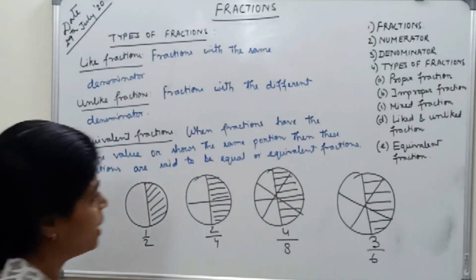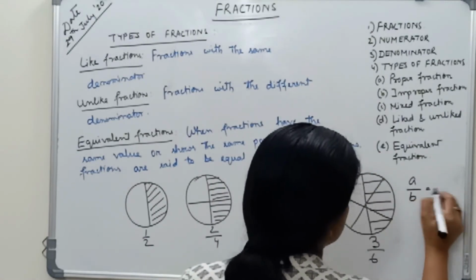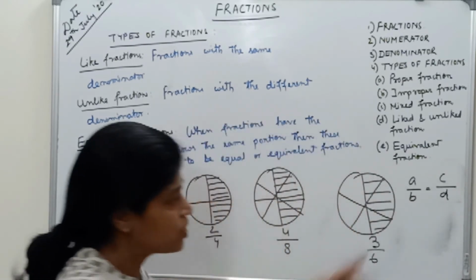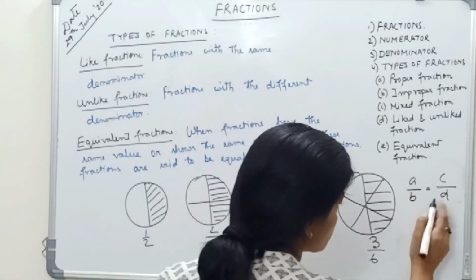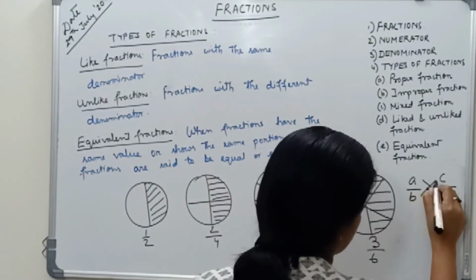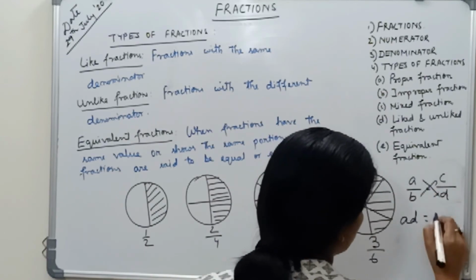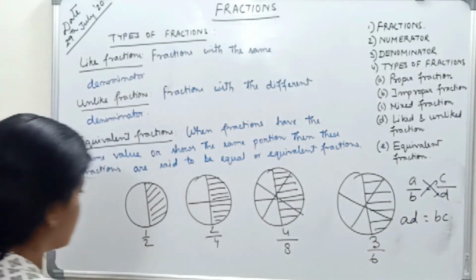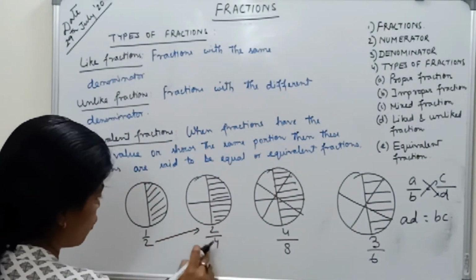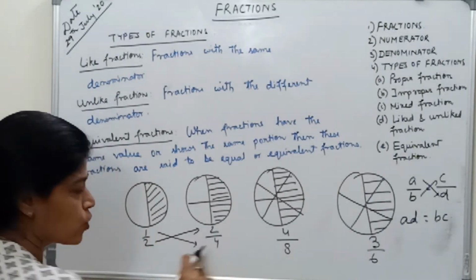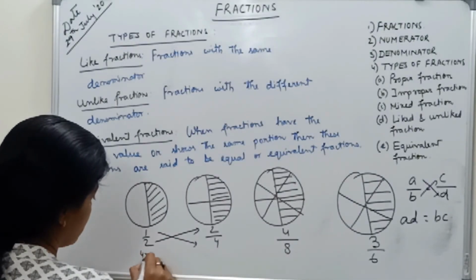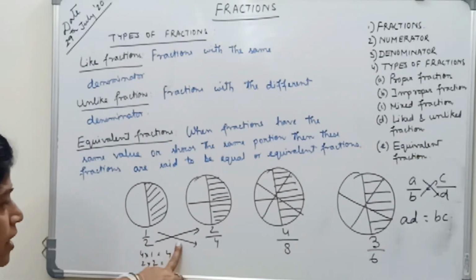And one more way: if a by b is equal to c by d, if these two fractions are equivalent, then if you cross multiply, AD should always be equal to BC. Now let us cross multiply here. 2 into 2 is 4, 4 into 1 is 4. So here see, this is equal. So these two fractions are equivalent.